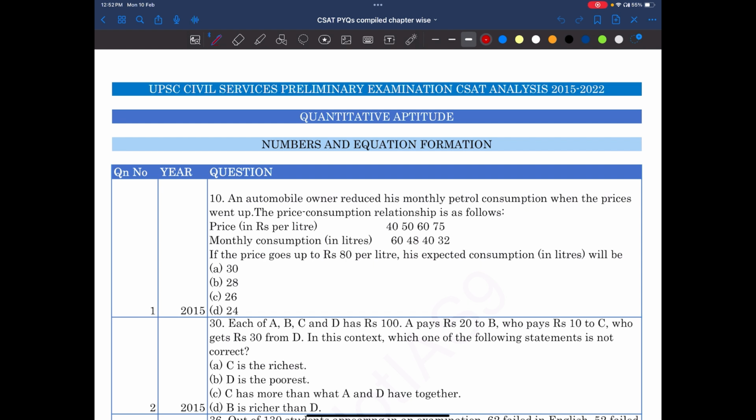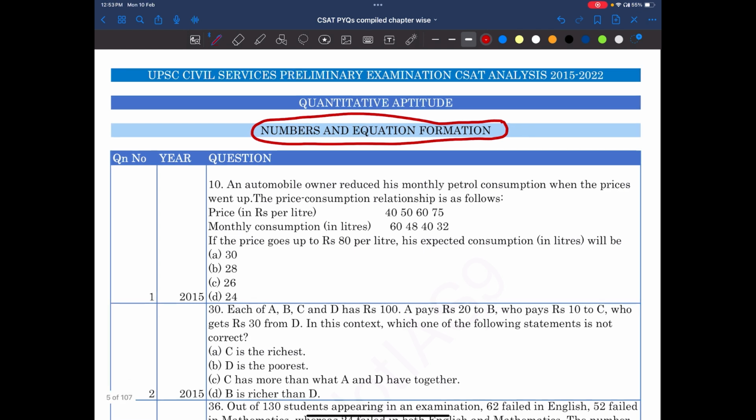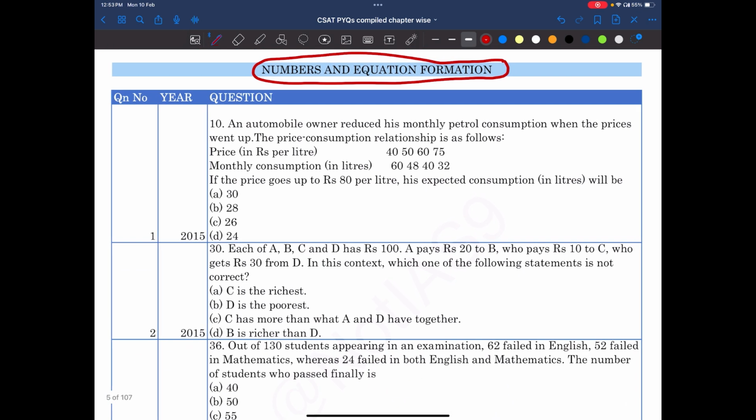Now we are going to solve the CSAT questions of this topic, numbers and equation formation. We'll solve at least 5 to 6 questions per day. Okay, now let's solve the questions.